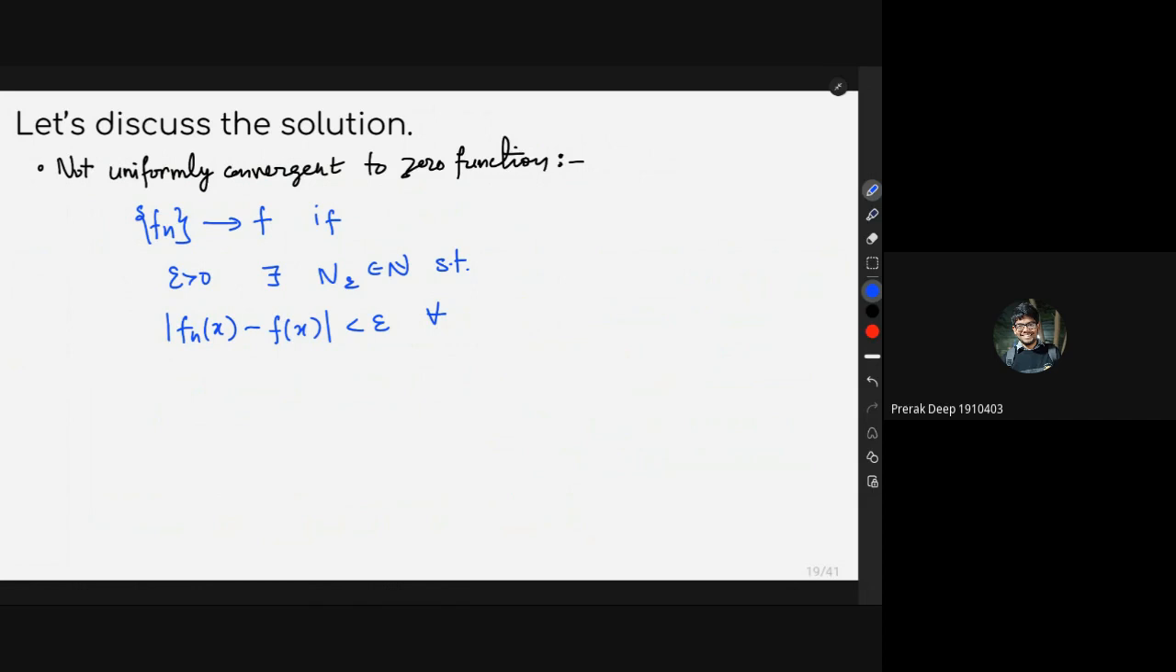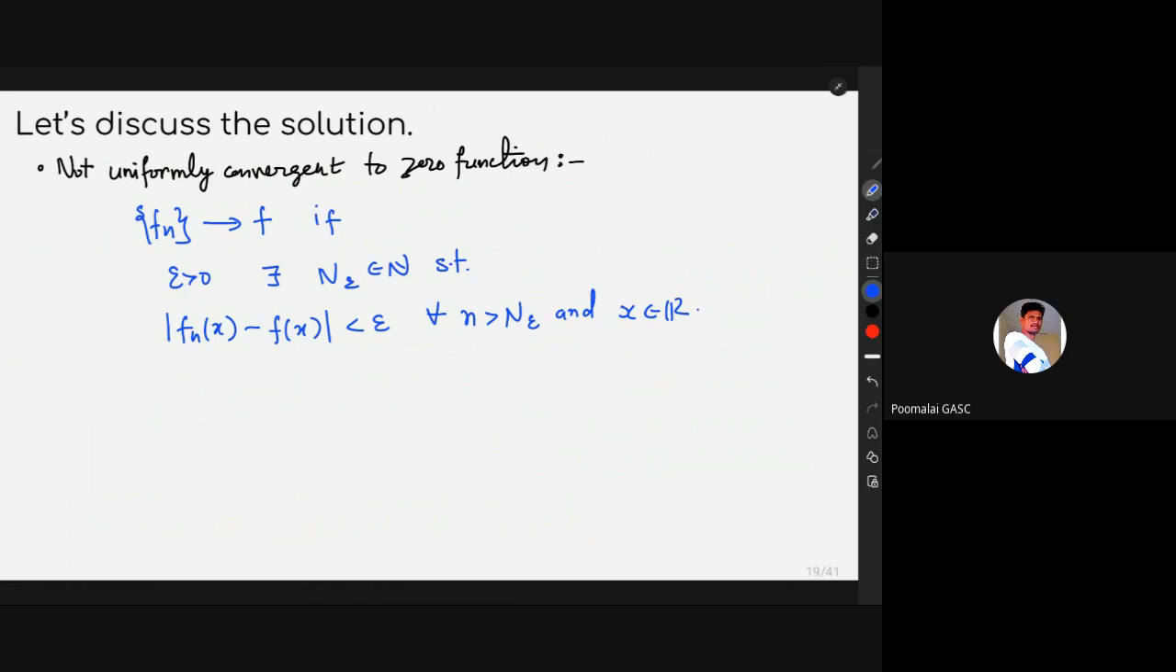Okay. So |fn(x) - f(x)| is smaller than epsilon for all n greater than or equal to N, and for all x in R.